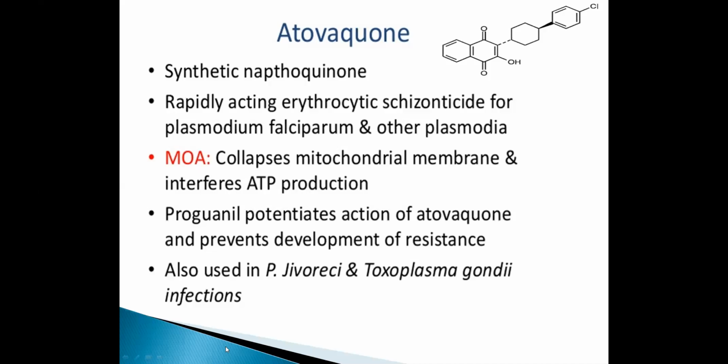So this is known as a naphthoquinone. Two carbonyl groups at 1 and 4 position, and at the third position there is an OH. Second position is attached to a cyclohexyl ring, which in turn is connected to a para-chlorobenzene. So this is the structure of atovaquone.